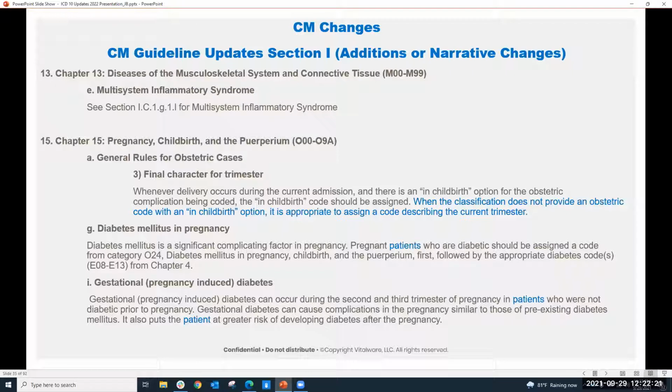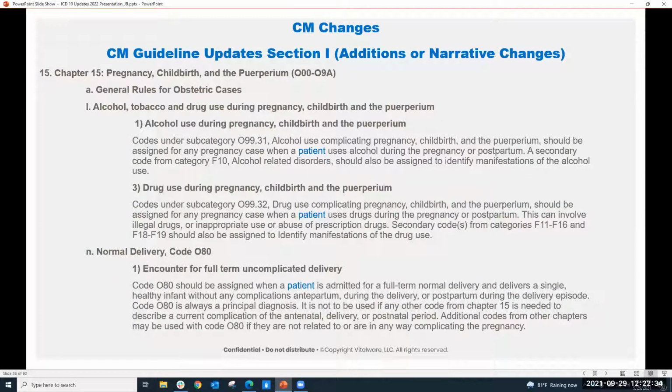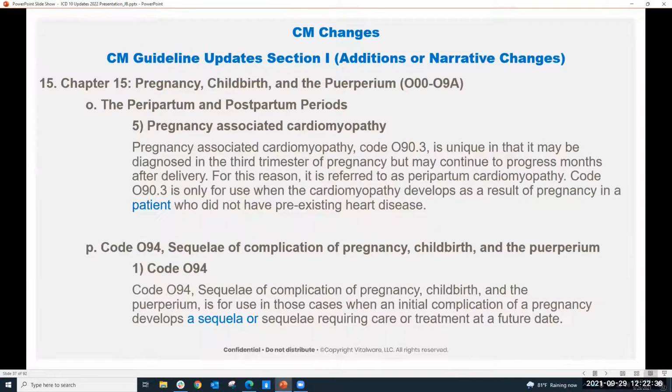So the next several sections are all having to do with the pregnancy section, chapter 15, and they basically just changed all the wording of mother and women to patient, just to be more inclusive. So I'm going to just kind of skip through these.